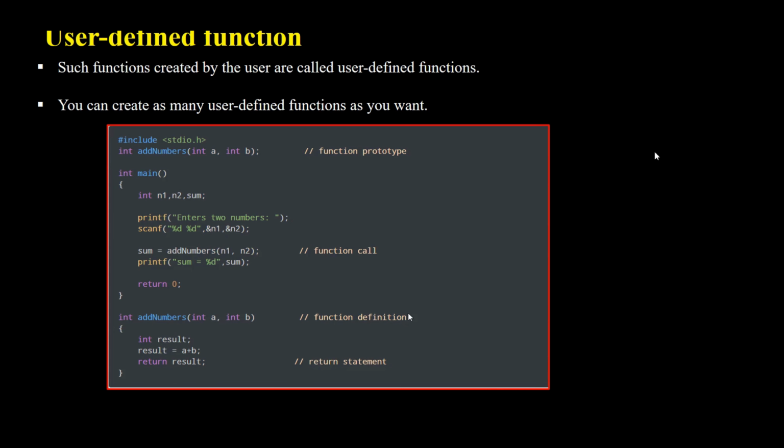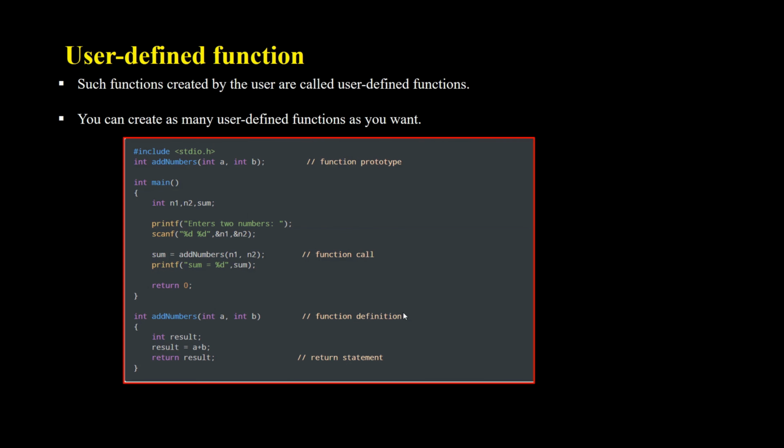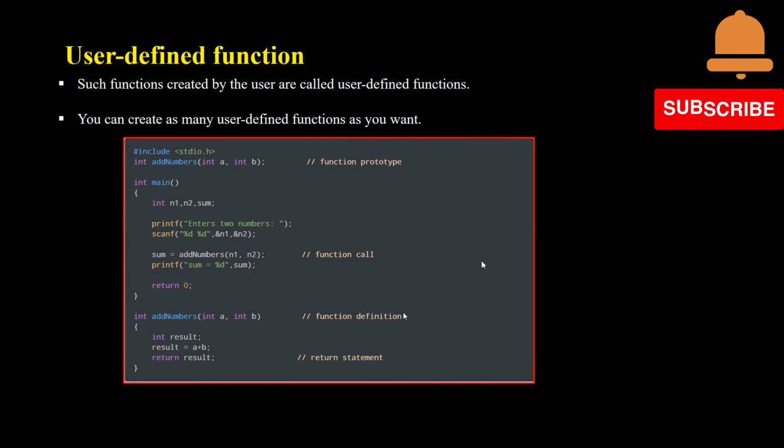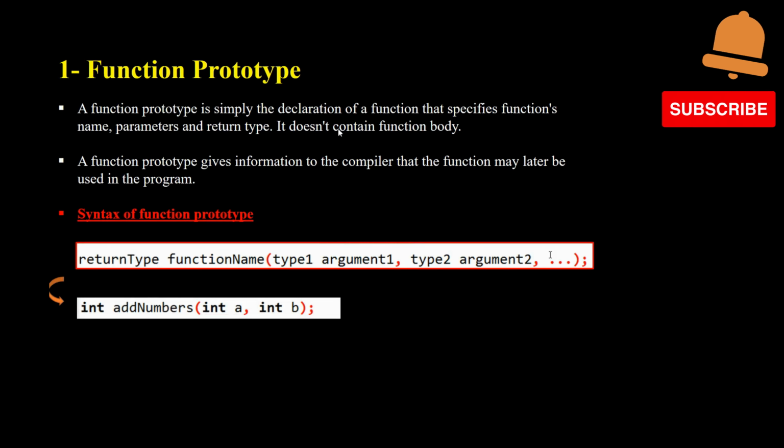So, the user-defined functions are created by the user and we call them exactly user-defined function. You can create as many user-defined functions as you want and as you need in your program. The user-defined functions are based on 4 parts. We have function prototype, function call, function definition, and return statement. We have to understand very well all those parts to be able to use function in C or in any other programming language. So the first thing, we will start by the function prototype.